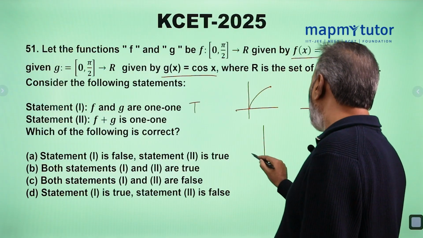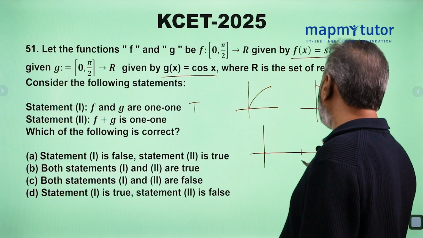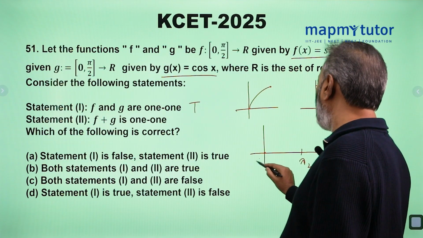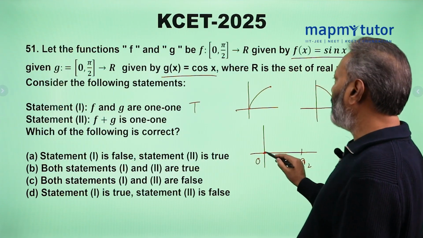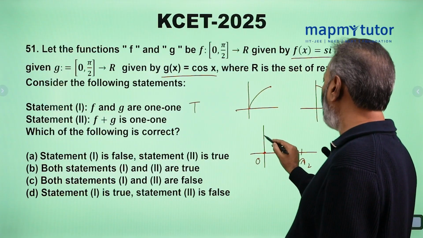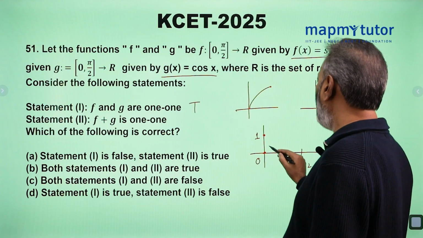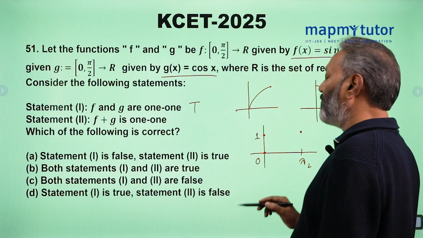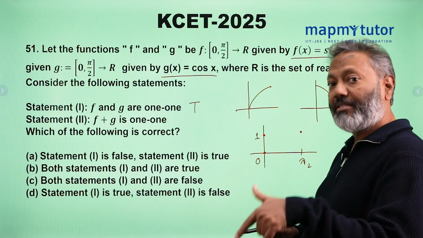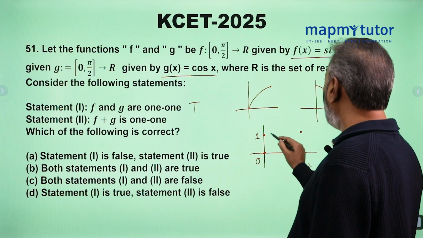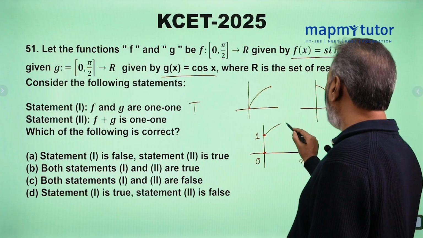What will be the graph for that? I need 0 to pi by 2. This is crucial, okay? Listen to this carefully. At 0, sin is 0, cos is 1. Therefore, it starts at 1. And at pi by 2, again it is 1. Why? Because sin 90 is 1, cos 90 is 0. And in between these two, the graph will be like this.